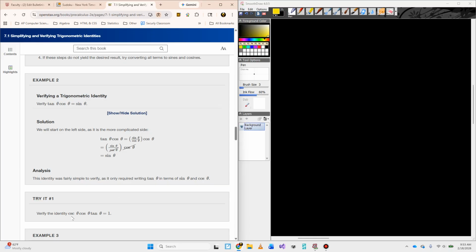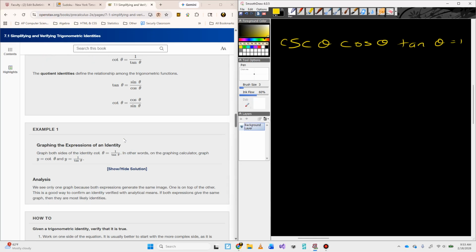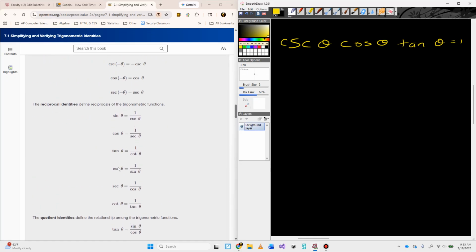We can try it here with cosecant theta times cosine theta times tan theta is equal to 1. So let me actually go over here and do that. Let me write cosecant theta times cosine theta times tan theta is equal to 1. Well, let's do a few things. Cosecant theta, is there an identity that I could use that might be able to help me out? Well, one identity that I could use is 1 over sine theta. So I could certainly try to use that. Let's go ahead and do that. 1 over sine theta.